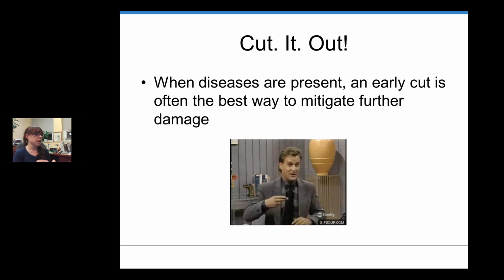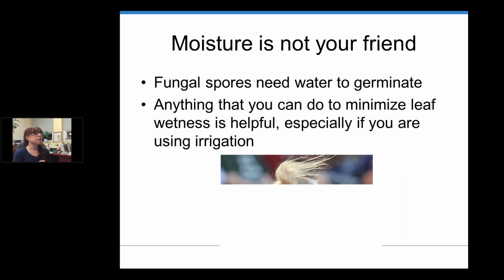So it's important to sometimes literally cut your losses and cut those grasses a little bit earlier than you would have preferred in order to mitigate the damage that the disease would cause. It's also really important to remember that moisture is not your friend. Obviously, it goes without saying that plants need moisture to grow, but it's also very important to remember that fungi, the spores, need water to germinate. And so anything that you can do to minimize leaf wetness is really helpful.